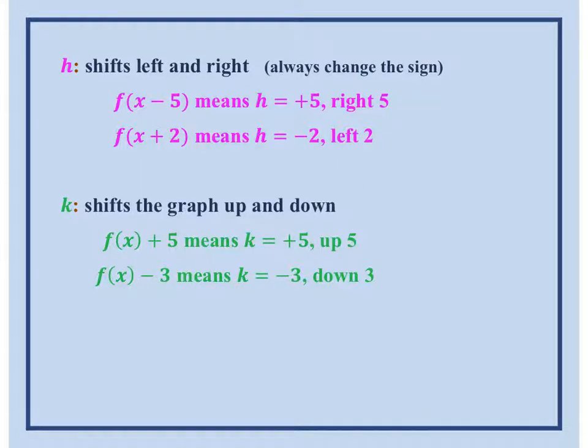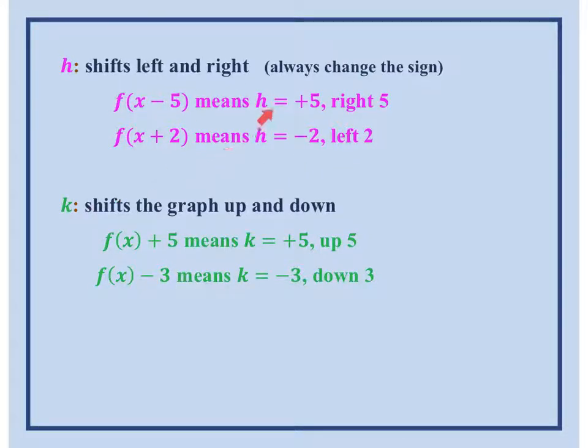H is going to cause the graph to shift left and right, but because there's a negative in the equation, that means that we're always going to change the sign of what we see because it's subtracting it. So when we see -5, we're subtracting a +5, and so it's going to the right 5. If we see a +2, that's really subtracting a -2, so H is -2, and it's going left 2.